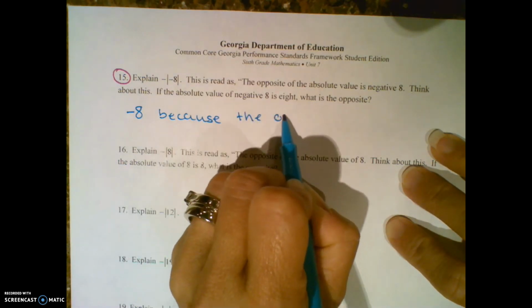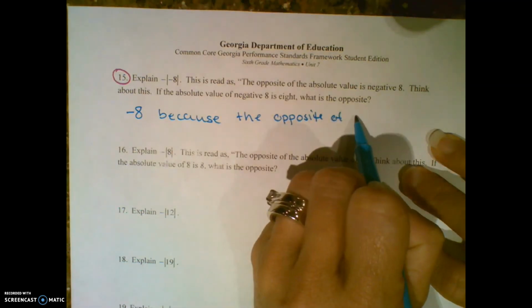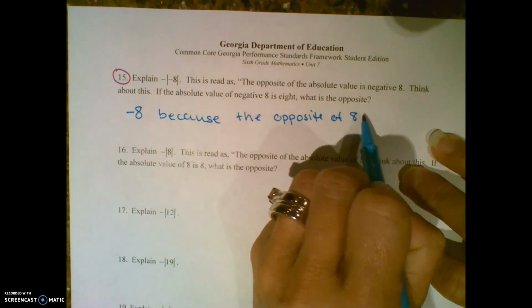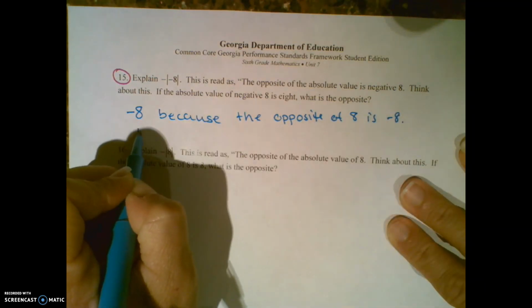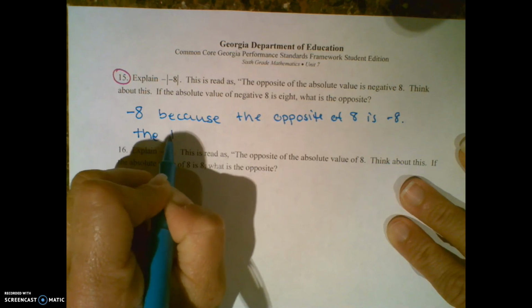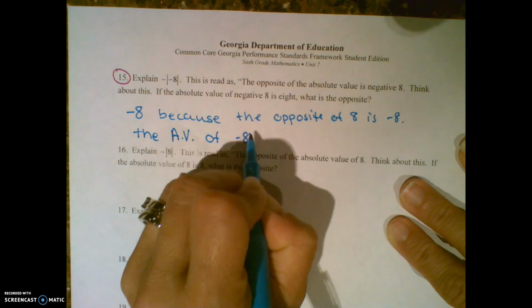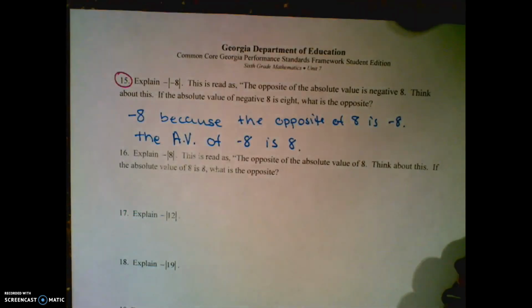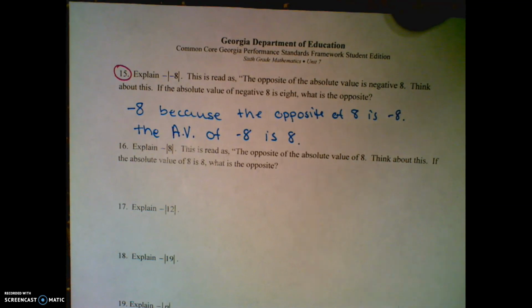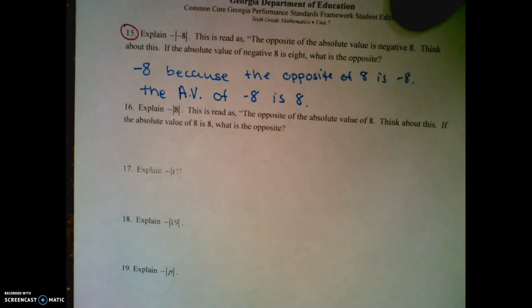And you would say, because the opposite of 8 is -8. And then here we would say the absolute value of -8 is 8. Okay? So there you go. All right, so you're going to choose 2 more from this page.